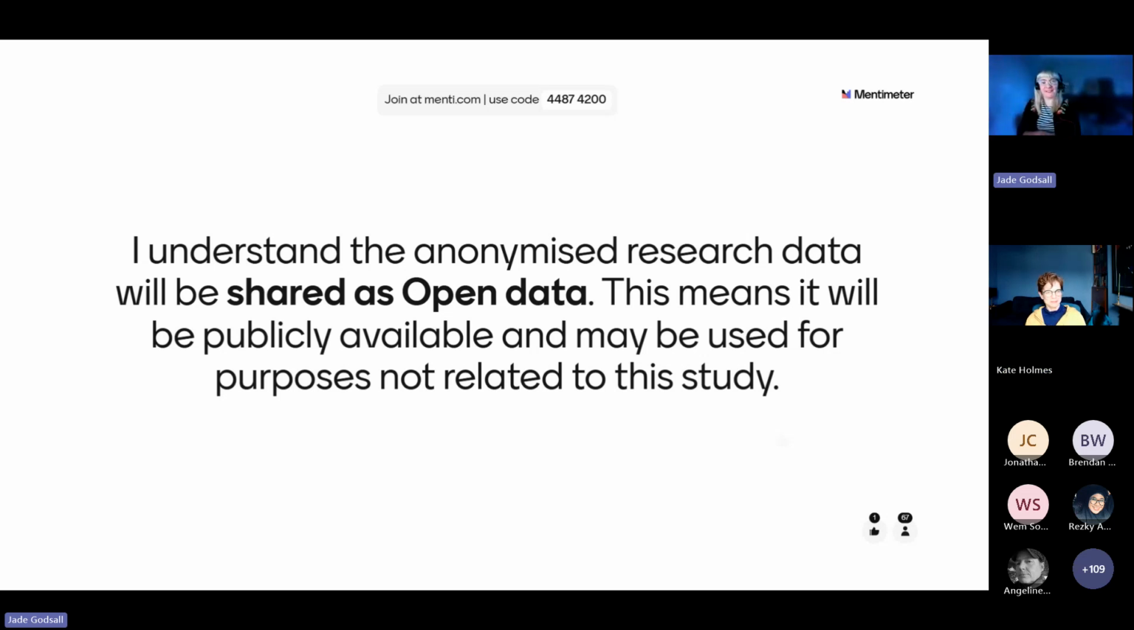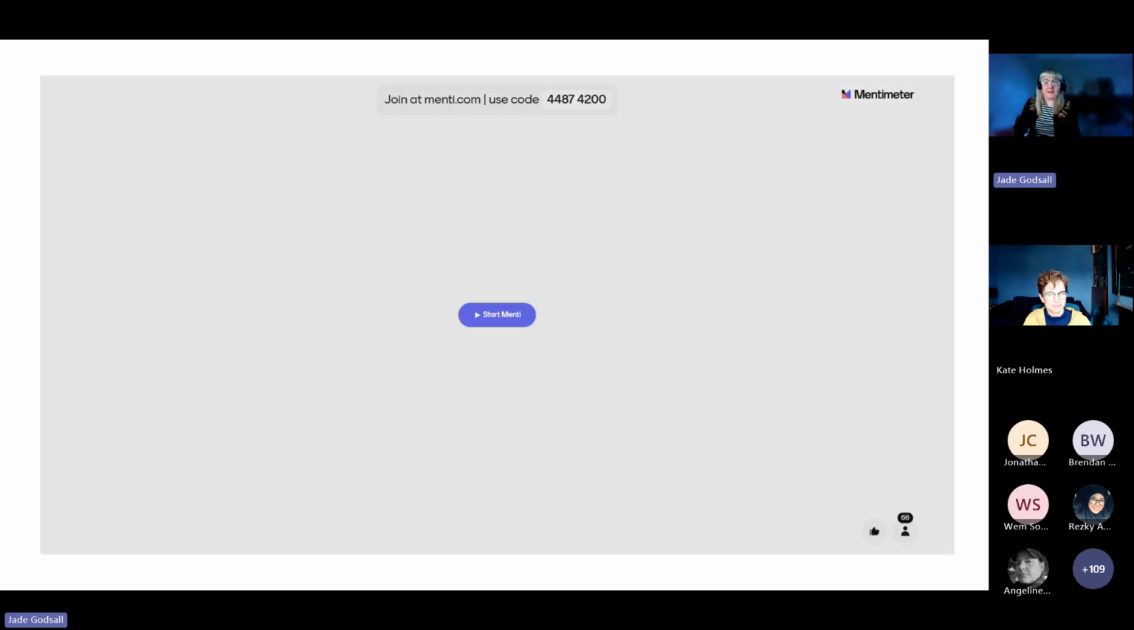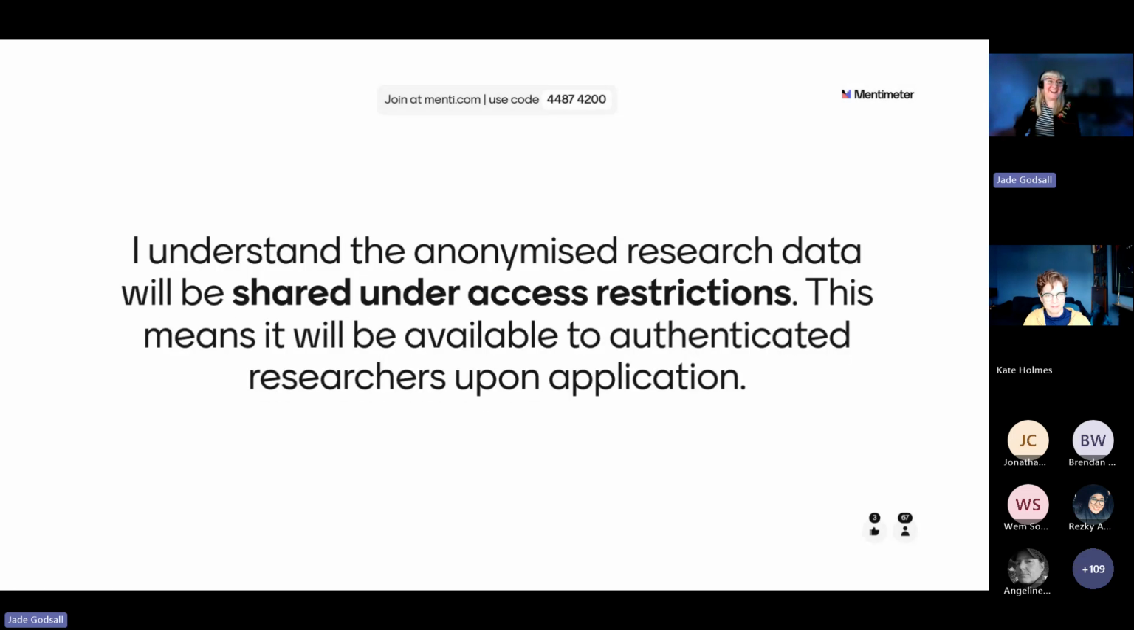This was just going back to clear, plain language. So: I understand the anonymized research data will be shared as open data. That means it will be publicly available and may be used for purposes not related to the study. Or: I understand the anonymized research data will be shared under access restrictions. This means it is available to authenticated researchers upon application. It's about using really plain, clear language, so it's really easy to understand who is going to have access to that research data at the end of it.